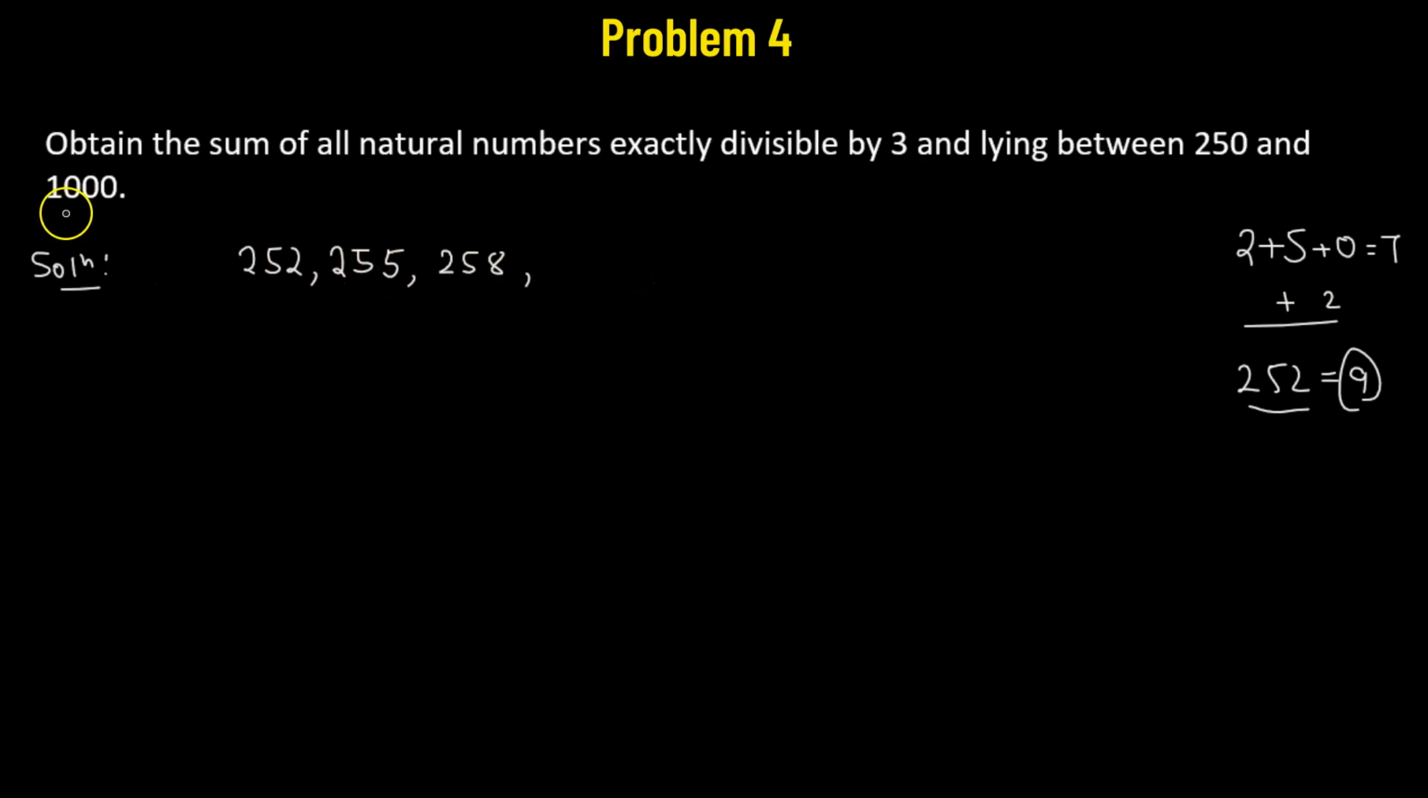Next, what we have to do is find out the number which is less than 1000 but divisible by 3. So we know that 1000 is not going to be divisible by 3, but if we take 999, this is divisible by 3.